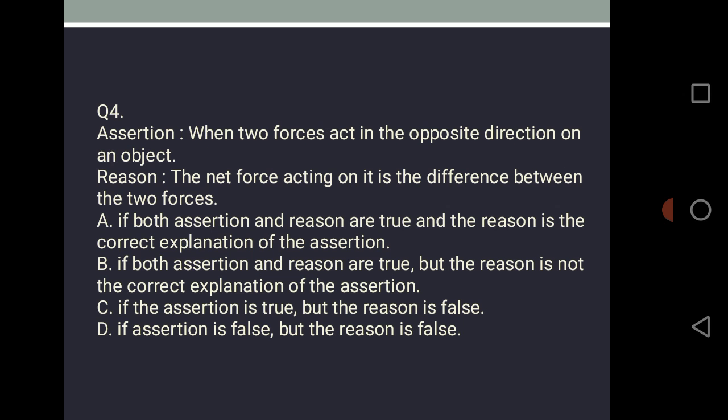For this, options are option A, if both assertion and reason are true and the reason is the correct explanation of the assertion. Option B, if both assertion and reason are true, but the reason is not the correct explanation of the assertion. Option C, if the assertion is true, but the reason is false. Option D, if assertion is false, but the reason is false.